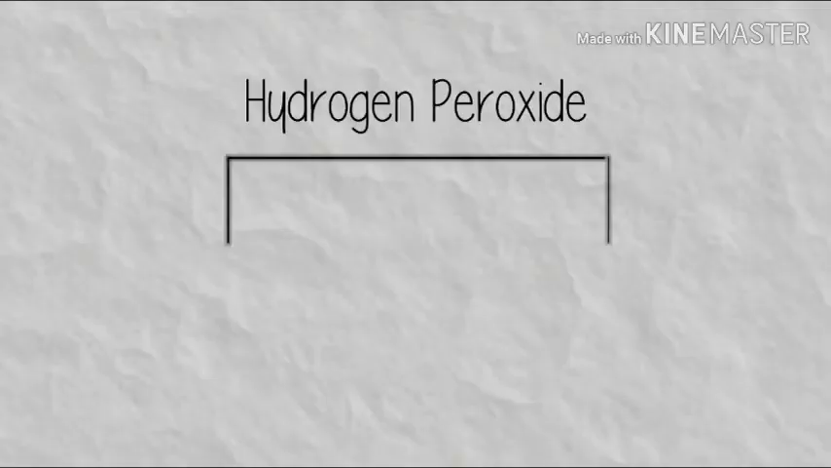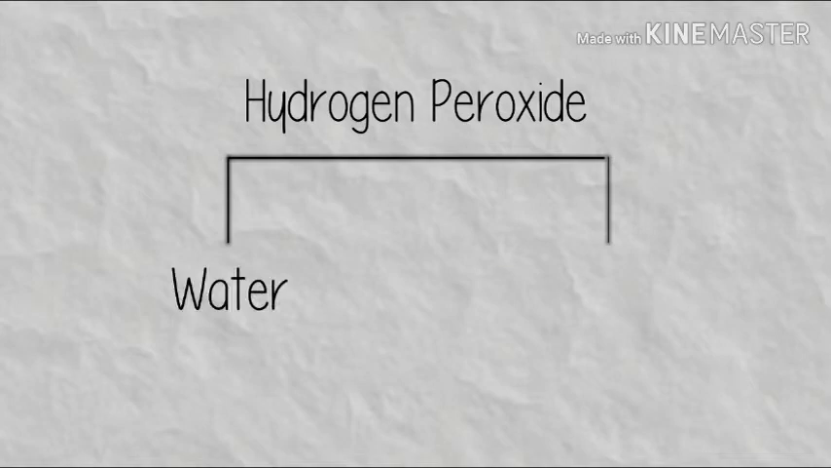Luckily, there is an enzyme called catalase that helps to protect our body from oxidative damage to cells by breaking down the hydrogen peroxide into water and oxygen. I will show you how the process works.